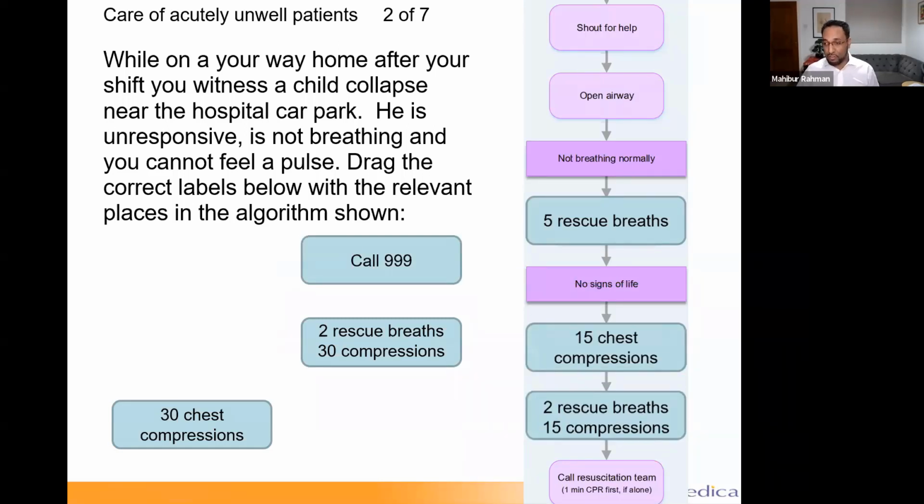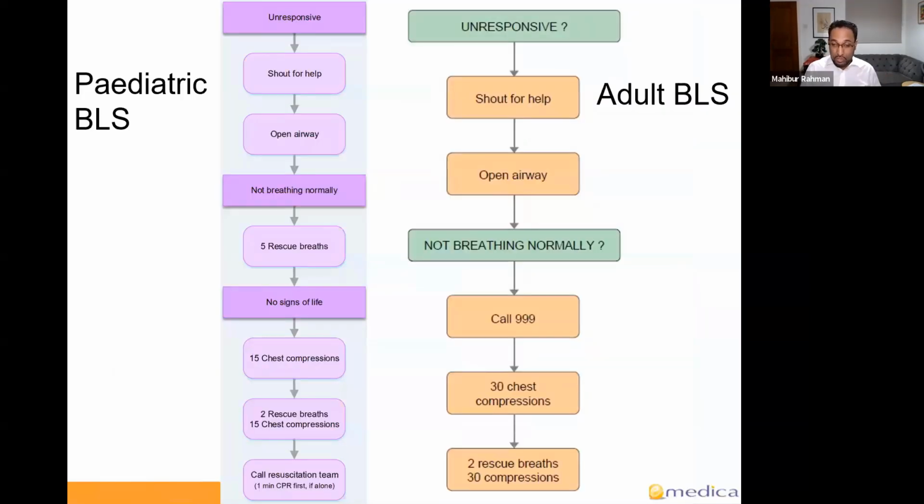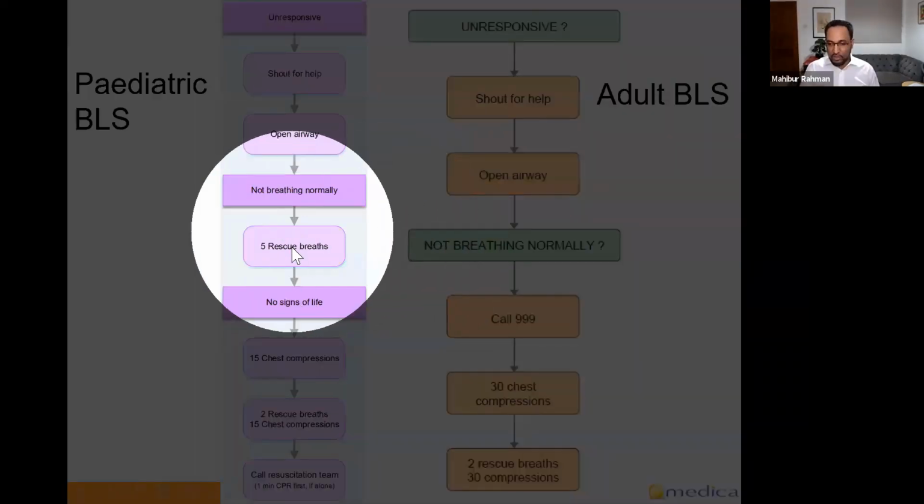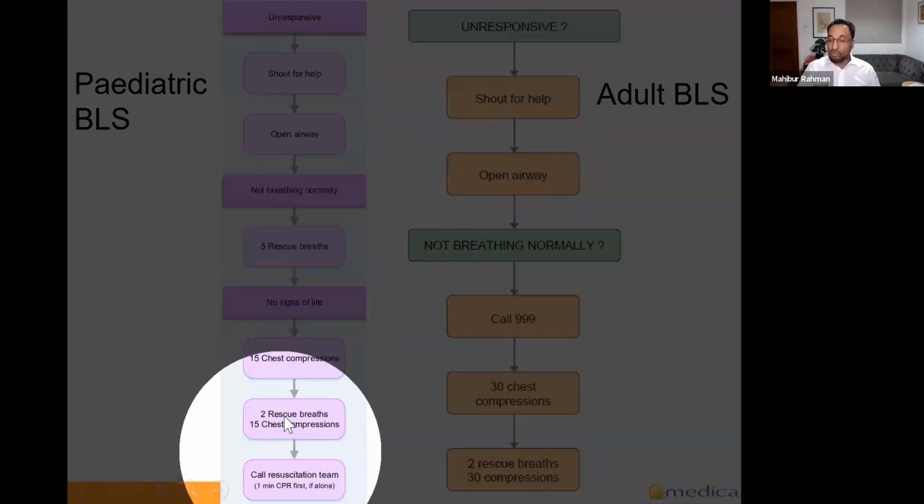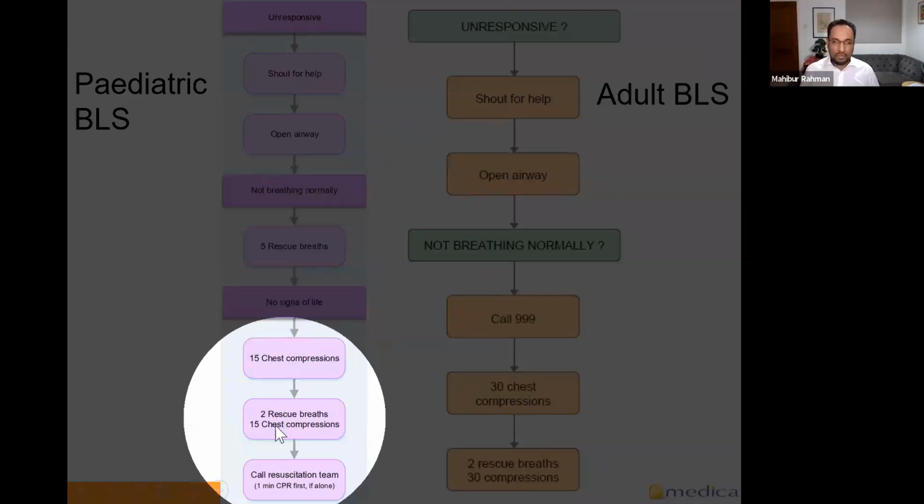And you get 1 mark for each of those in the exam. So pediatric BLS, it's usually respiratory, so it's 5 rescue breaths, then it's 15 chest compressions, then it's 15 to 2, right? Whereas adults, most adults have cardiac arrest. That's why for adults, the first thing is compressions. So 30 chest compressions, and then the ratio is 30 to 2 for adults, okay?